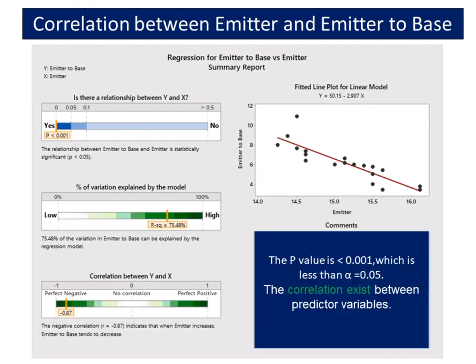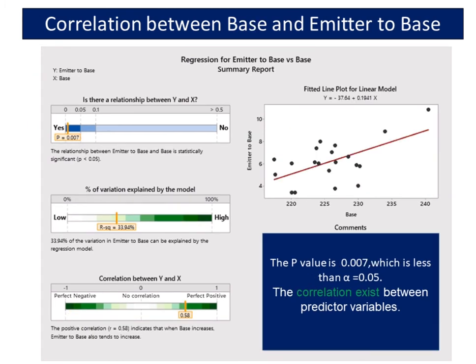We repeat the regression study for predictor variables between emitter and emitter to base. In this case, the p-value is less than alpha 0.05. We concluded that the correlation exists between these predictor variables. Similar for predictor variables between base and emitter to base. Since the p-value is less than alpha 0.05, the correlation exists between these predictor variables.